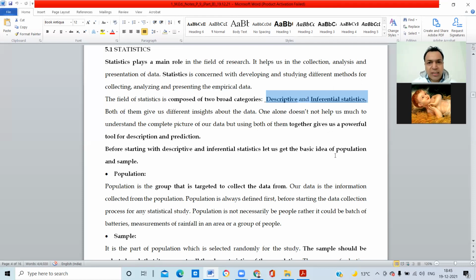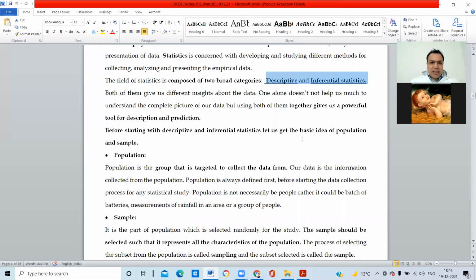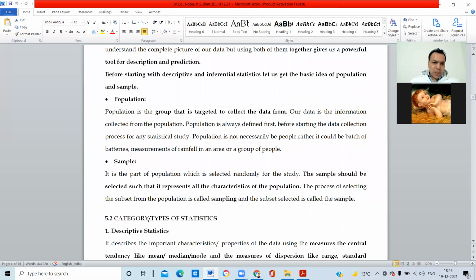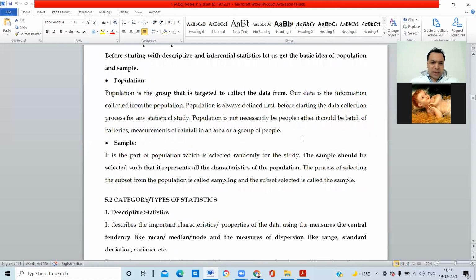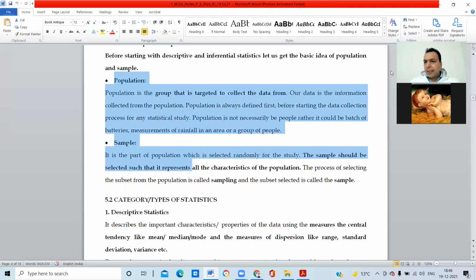And what is inferential statistics? Descriptive statistics is used to describe the data. Inferential statistics is used to draw conclusions, right? With the help of a statistical tool, you get the data and you draw the conclusions with the help of inferential statistics. Before going in depth, first we understand population and sample.